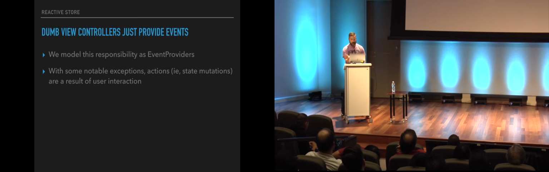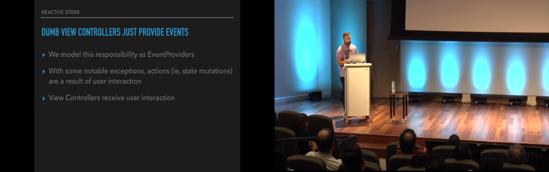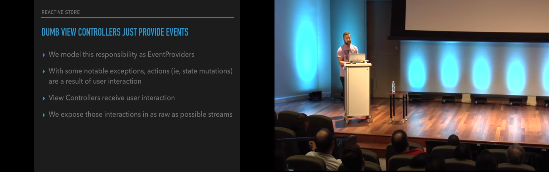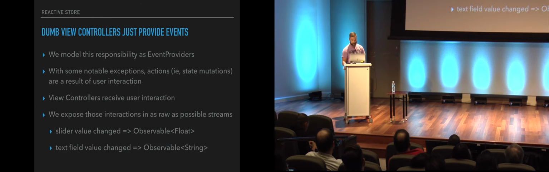With some notable exceptions, which we talked about, action creators. State mutations are a result of some sort of user interaction. And the view controllers are receiving that user interaction, and then we just expose those interactions in these streams. So, yep, look, I'm saying stuff, I'm all over the place.